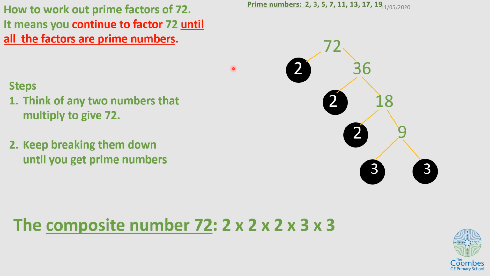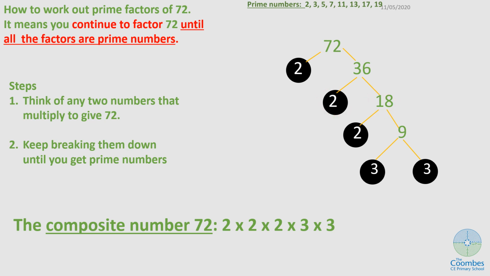If I start with the lowest of the prime numbers here, can I multiply 2 by anything to give 72? Yes. 2 times 36 is 72. So 2 is a prime number, 36 is not. I'll ask myself the same question. Can 2 multiply by anything to give 36? Yes. 2 times 18 is 36. 2 is prime, 18 is not a prime.